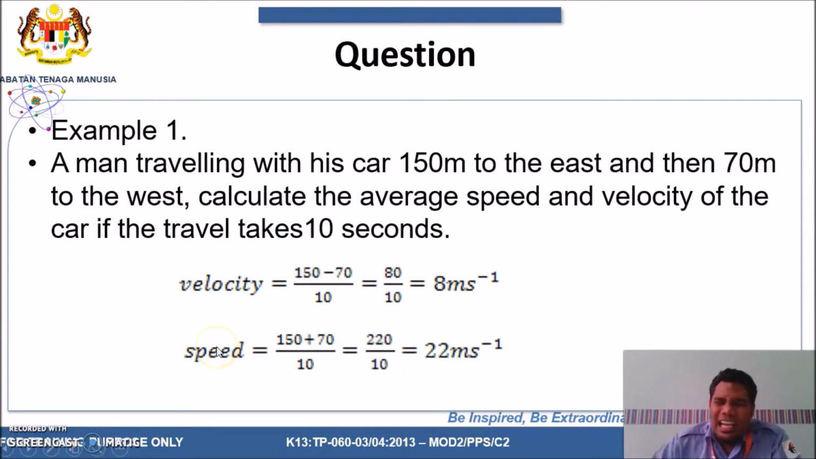Kalau speed pula, dia adalah rate of change of distance, jarak keseluruhan. So jarak keseluruhan 150 tambah 70 bagi 10. Dapat 22 meter per second. Okay. Boleh ya? If any question, you can PM me through the platform.